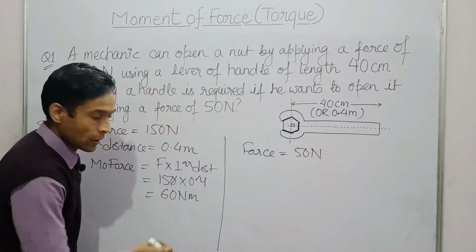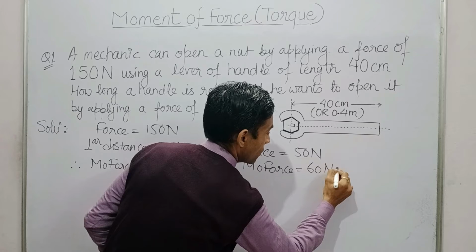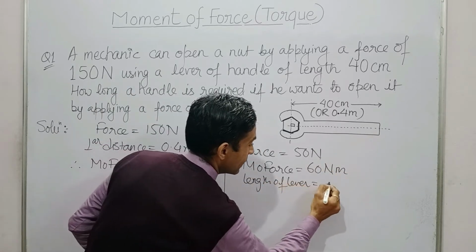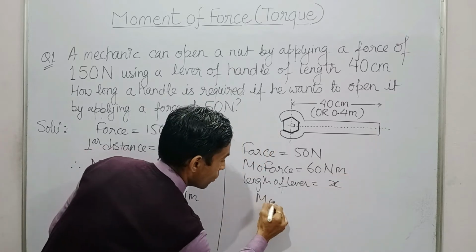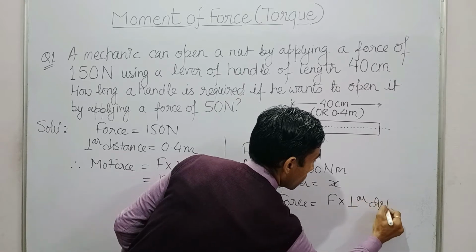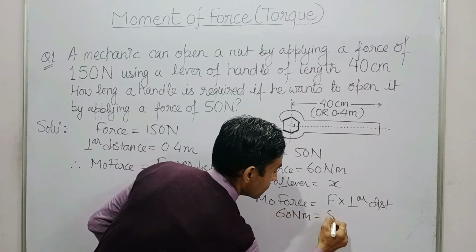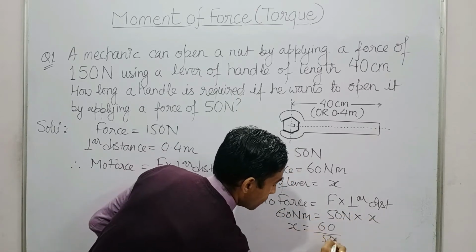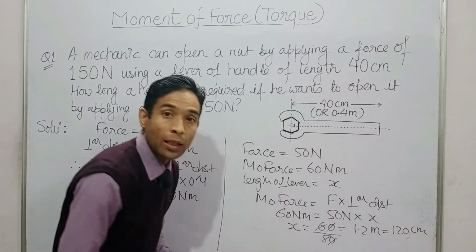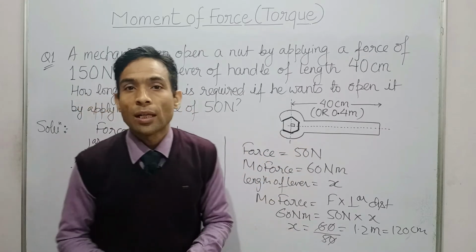Now he wants to open this nut using the force 50 Newton. Turning effect is 60 Newton meter, and we have to find out the length of lever. Let's take it as x. So moment of force equals force into perpendicular distance. Here the length of the lever will be this perpendicular distance. 1.2 meter or 120 centimeter will be the length of this lever when this mechanic wants to apply the force of 50 Newton. Let's see our next numerical.